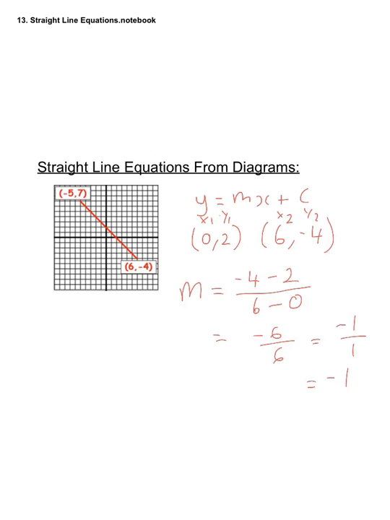Our y-intercept can be figured out by looking at the diagram. I've already looked at it and figured out that it was 0, 2, so our c value is 2. And to finish this off, all we need to do is put our information into the form y equals mx plus c, so our final answer is y equals negative 1, which is our gradient, x plus 2. You could always write that as y equals negative x plus 2, without writing the 1. Okay?